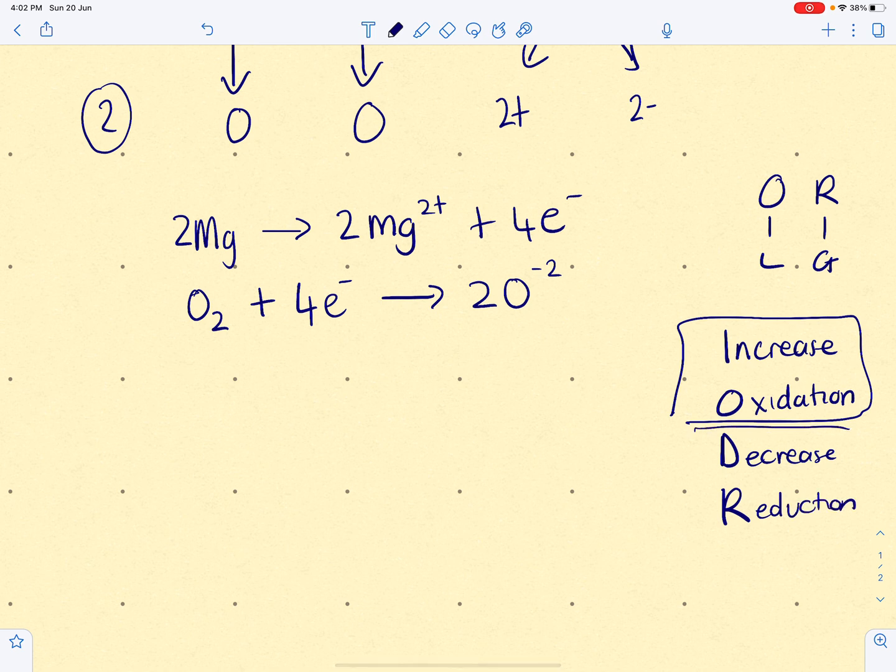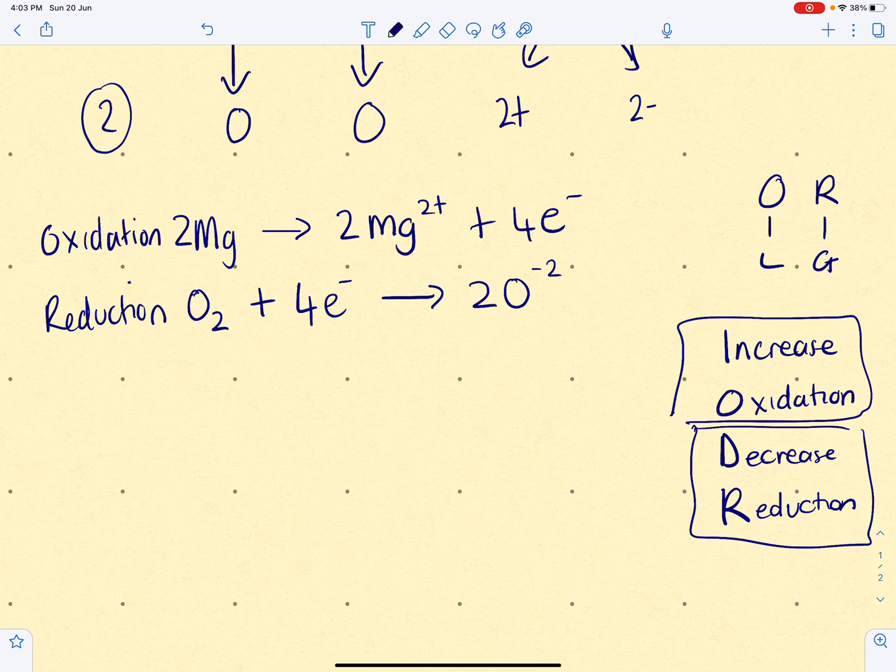So you are allowed in the exam to think, "I only do redox," and so in this case you can say the oxidation number on the magnesium has increased, so it must be oxidation, and you would say, "I know the magnesium has been oxidized because its oxidation number has increased." You can also do the converse the other way around. This is a decrease because it's gone from 0 to -2, so it must be reduction, and therefore you would say the oxygen has been reduced because it has a decrease in oxidation number.